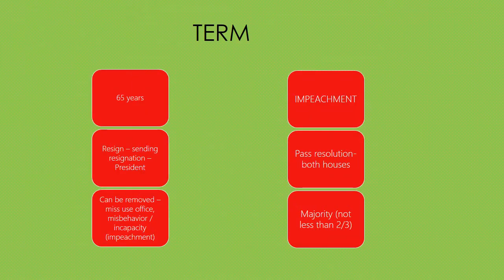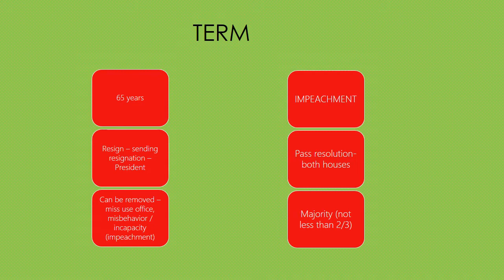Term for the Supreme Court judge. A judge of the Supreme Court holds office till she or he attains the age of 65 years. He or she may resign from office by sending a resignation to the President of India. The judges of the Supreme Court can be removed from office on grounds of misuse of office, proven misbehavior or incapacity. This process is called impeachment.